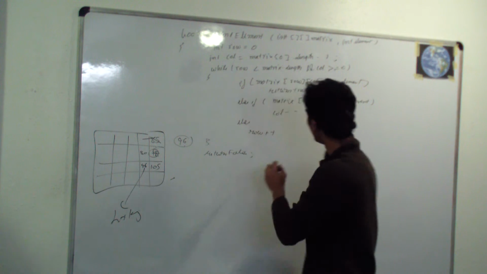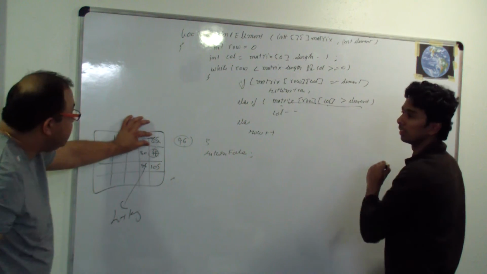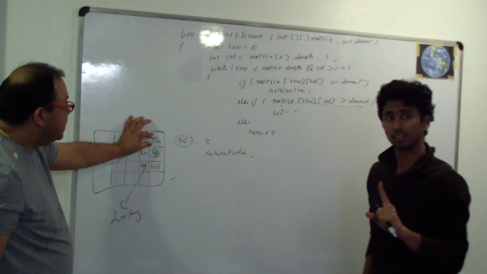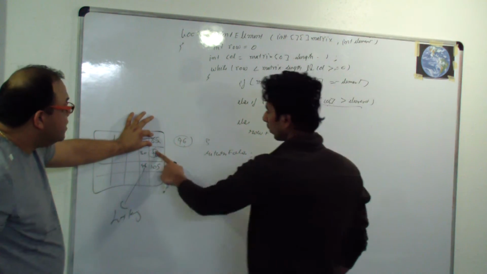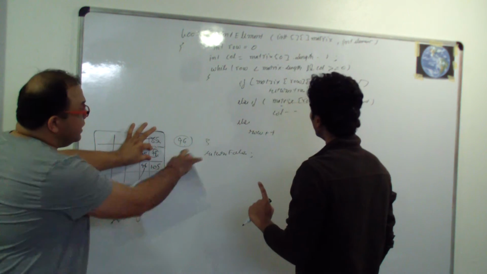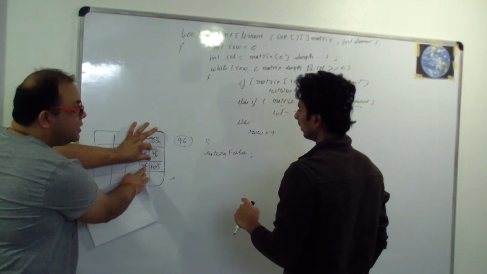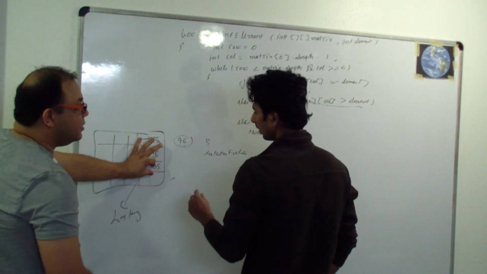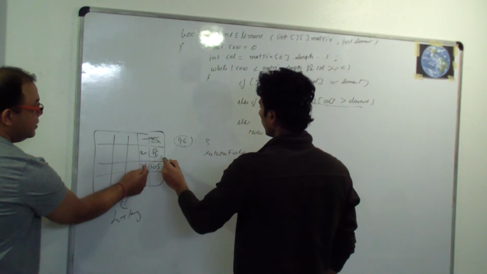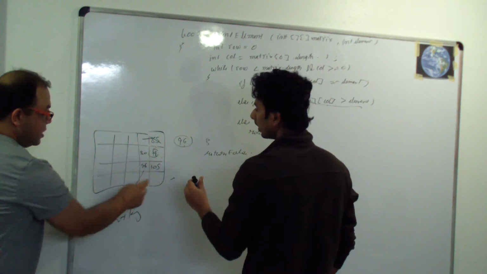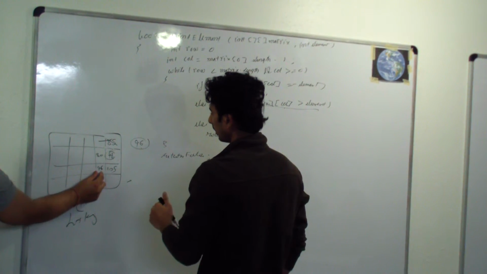Look, see, if matrix of row, column is 85, is it greater than the element? 85 is smaller than 96, right? So we come down, row plus plus. 95 is also smaller than 96, so we come down again. Both these values are smaller than 96, so you come down twice. Now this is 105. Now 105 is bigger, so we move left.